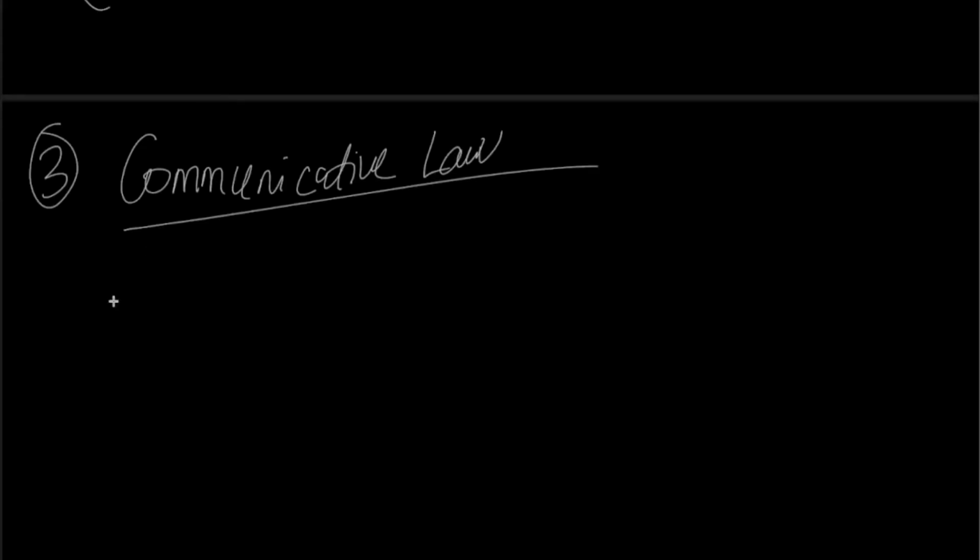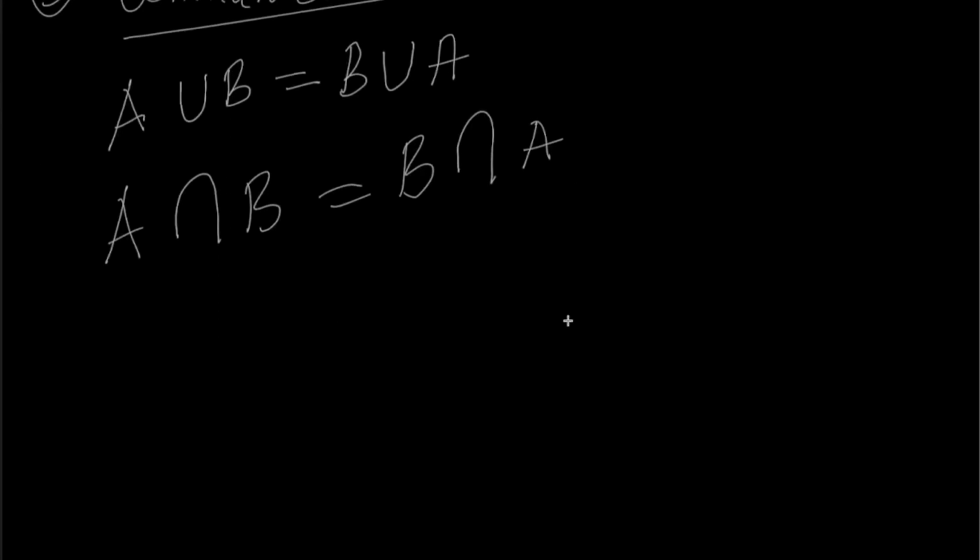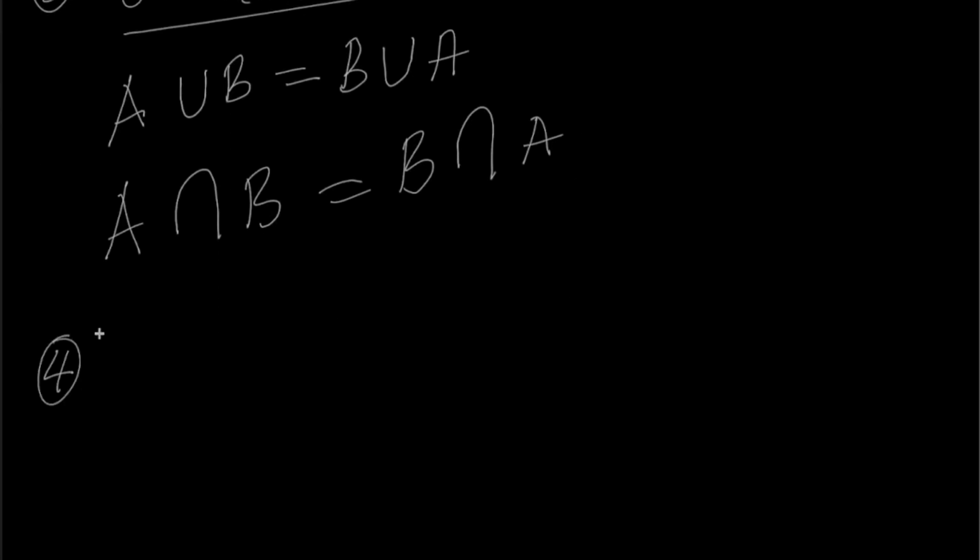This one is simply saying that A union B is equal to B union A, or A intersect B is equal to B intersect A. That is called what? Commutative law. The fourth one is distributive law.